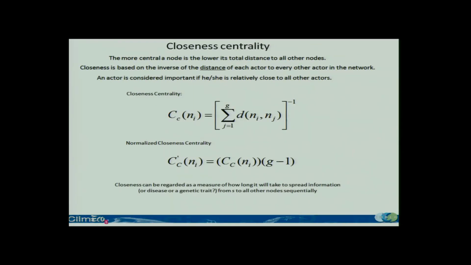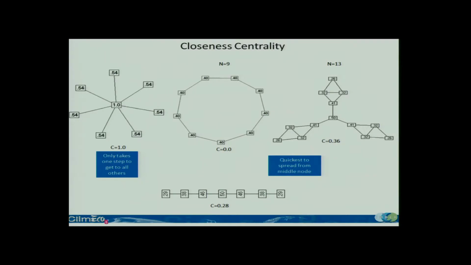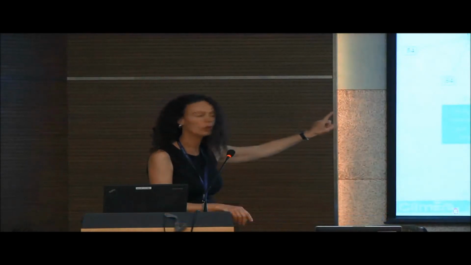Closeness centrality is about the distance from each other, and it's probably best illustrated through the example here. In that first example, the closeness centrality is 1, because it only takes 1 step to get to all the other people in the network. If that middle person had a disease, it would only take 1 step for all the other people to get the disease as well.